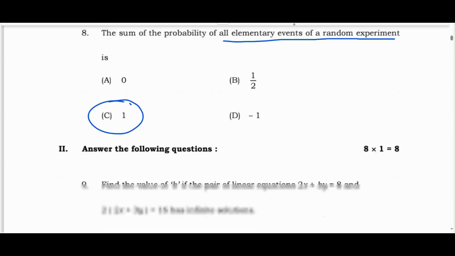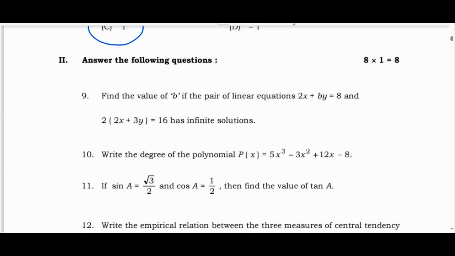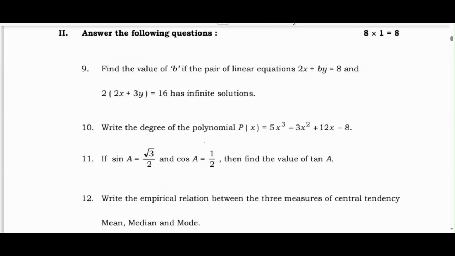That is option C. Then moving on to the second main, we have answered the following questions. 8 into 1, that means each question carries 1 mark. So here you have to find the value of b if the pair of linear equations is, they have given a pair of linear equations, that is 2x plus by equals 8.